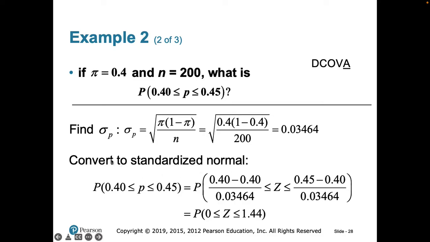Once you do that, you can convert to the standardized normal, the Z table, right? The Z values, now that you find those. And here it is, 0.40 minus 0.40, that is going to equal 0. And then you divide that by 0.03464. Every time you divide 0 by a number, you know you're going to get 0. That's where this is coming from. And on the other end, you have 0.45 minus 0.40, so that's going to equal 0.05. You divide that by 0.03464, and then you get 1.44.